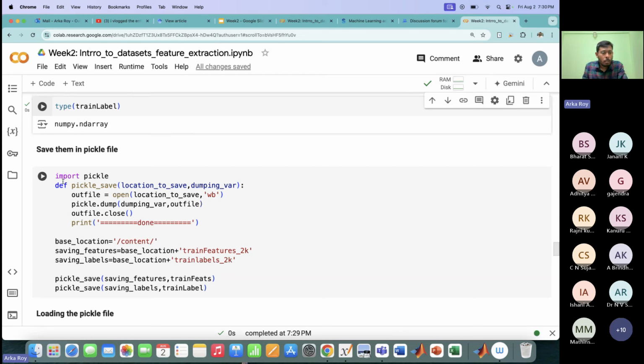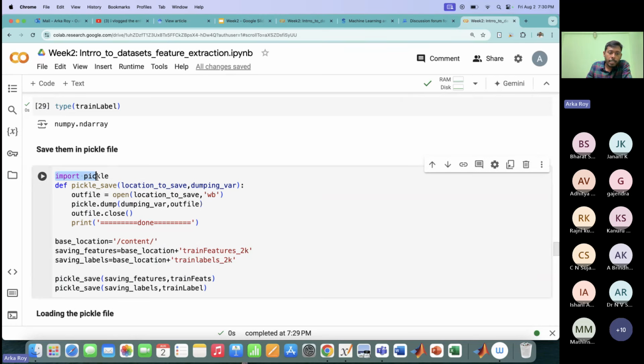So over here, how to save it in a pickle file. For that, I need to import the package called pickle. Then I'm writing a custom function. That is def, which is basically used to declare any function. So this is definition. Then the function name is pickle save.